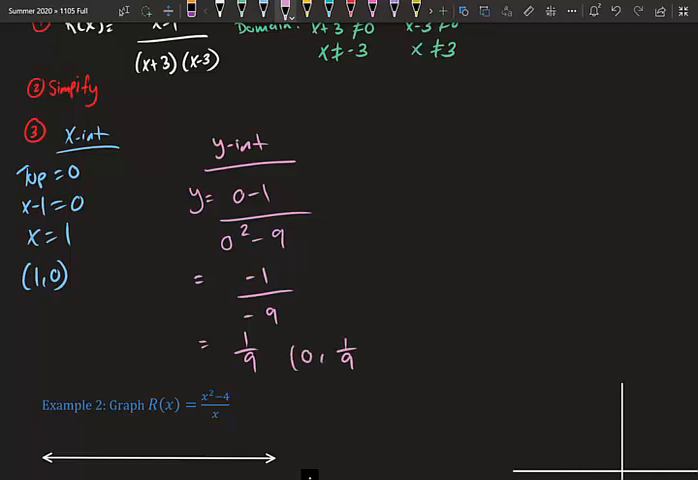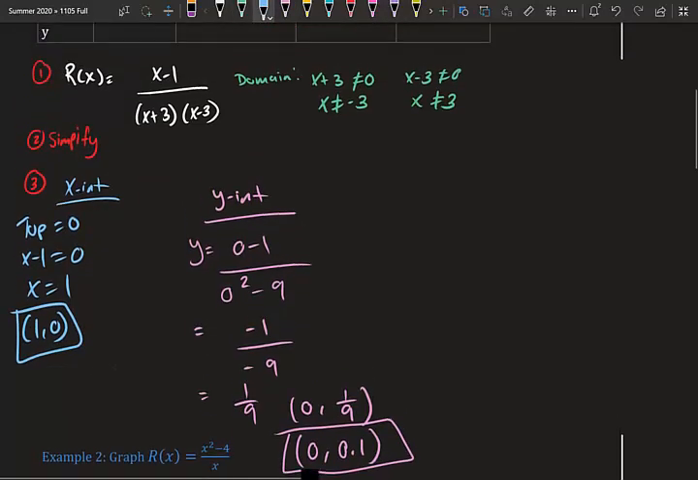Now, we might not know where 1 over 9 is. I don't. So when we are going to graph this, we're going to use the decimal form, which is 0.1. So that's what I'm going to graph, 0.1. I know where 0.1 of a thing is, kind of. But I know more about it than 1 over 9. All right, so we have our intercepts.